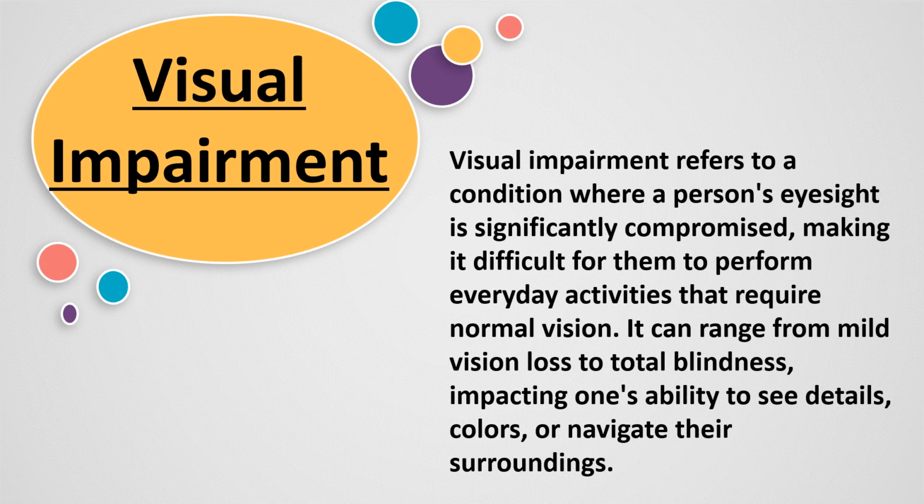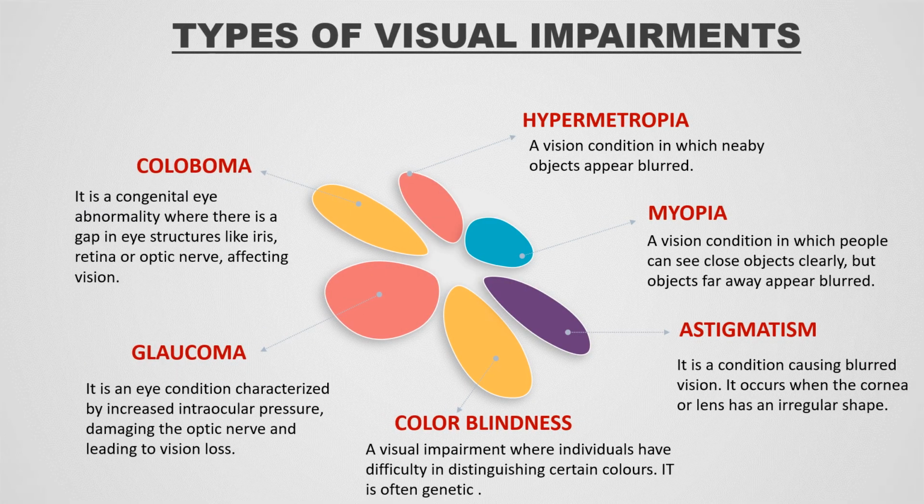So, it refers to a condition where a person's eyesight is significantly compromised, making it difficult for them to perform everyday activities that require normal vision. It can range from mild vision loss to total blindness, impacting one's ability to see details, colors, or navigate their surroundings. Now we will see the types of visual impairments.